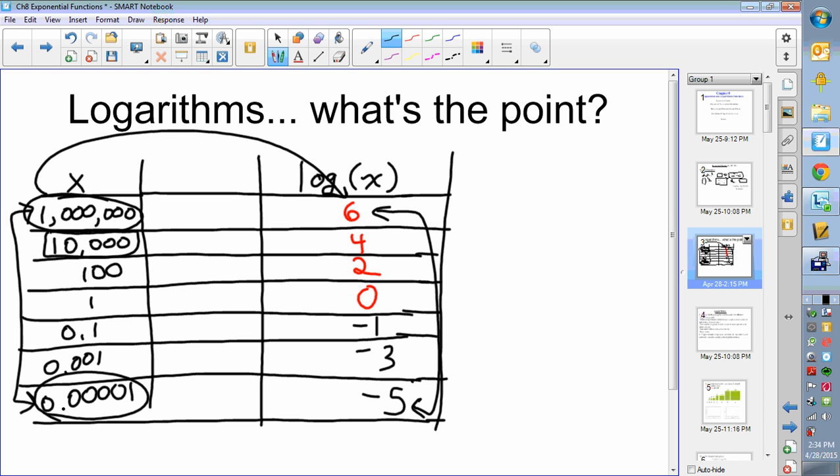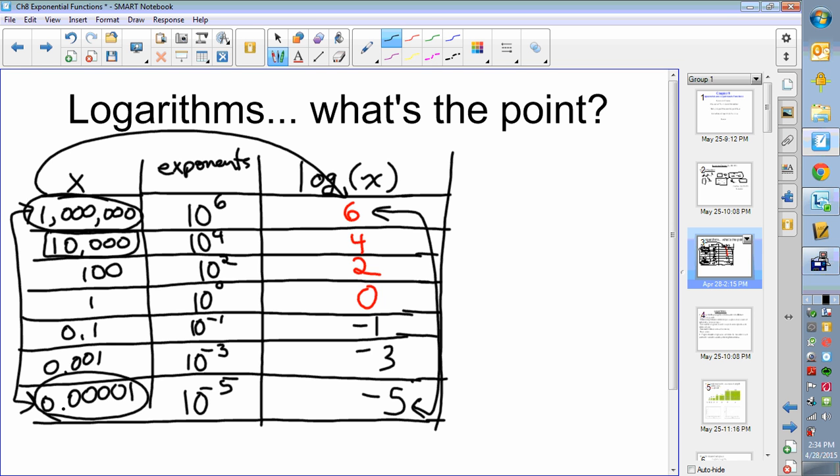I'm going to add a table here, and we're going to write this in an exponential form. So let's just write exponents. 1 million is really 10 to the 6th power. 10,000 is 10 to the 4th power. 100 is 10 squared. 1 is 10 to the 0. 0.1 is 10 to the -1. 0.001 is 10 to the -3. And all of those zeros is 10 to the -5.